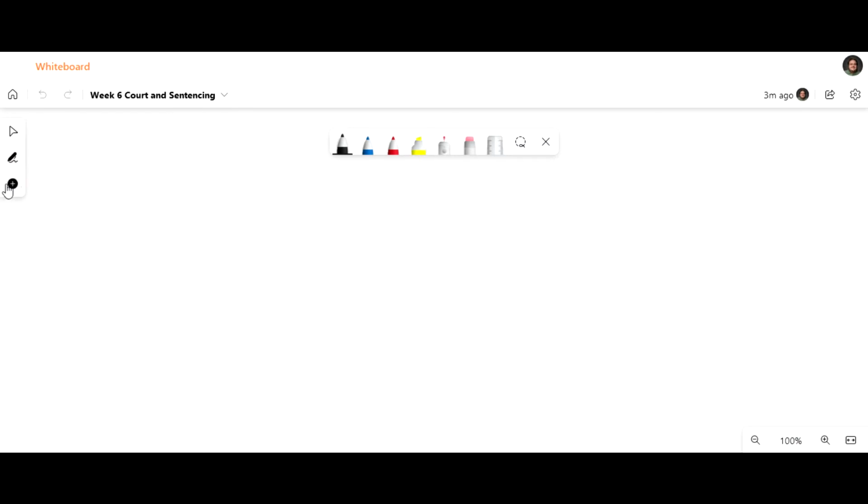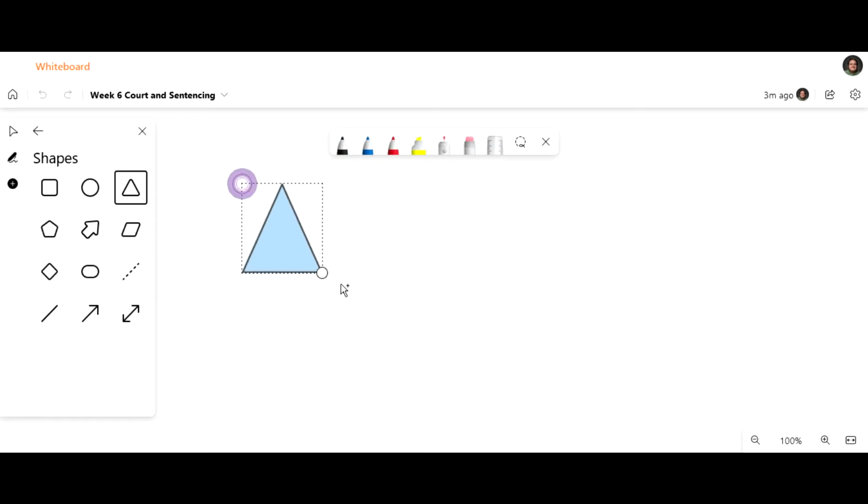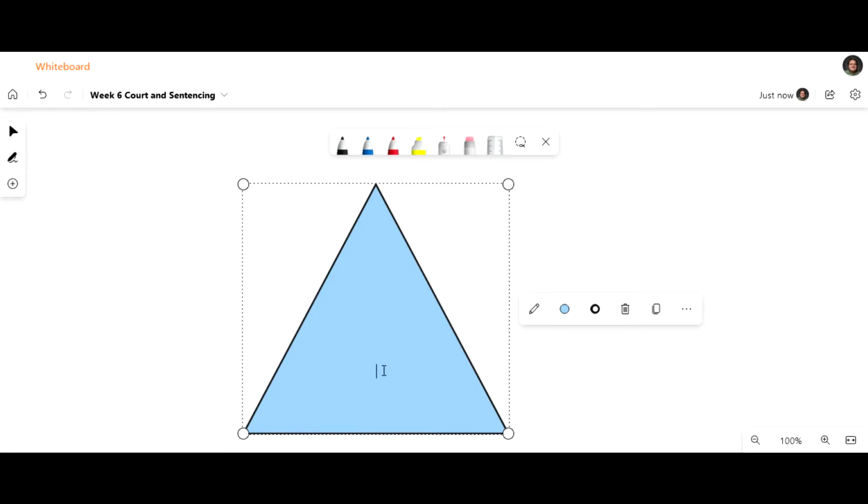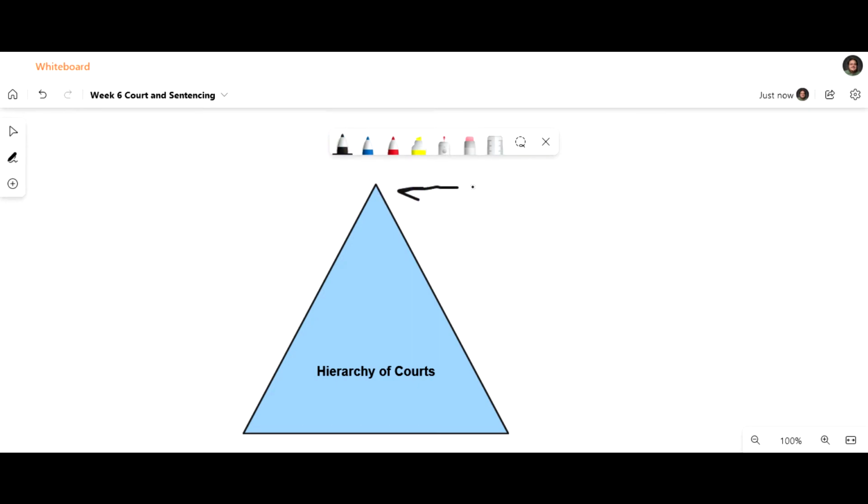All right. In general, I'm going to start off with a shape, and you should be familiar with this by this point. We're talking about our court system. This is really the hierarchy of courts, and we have talked about this before in a previous lecture: how our courts are broken down into different tiers in a pyramid-like shape. Obviously, at the very top, we have our Supreme Court.